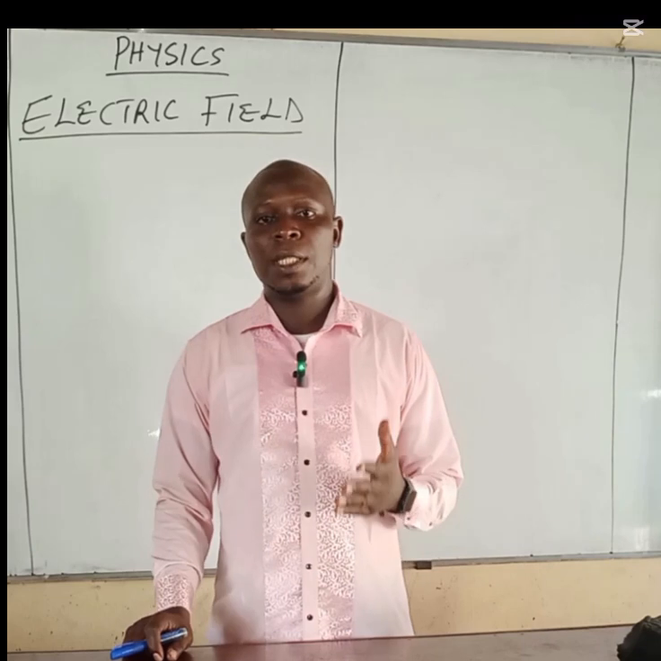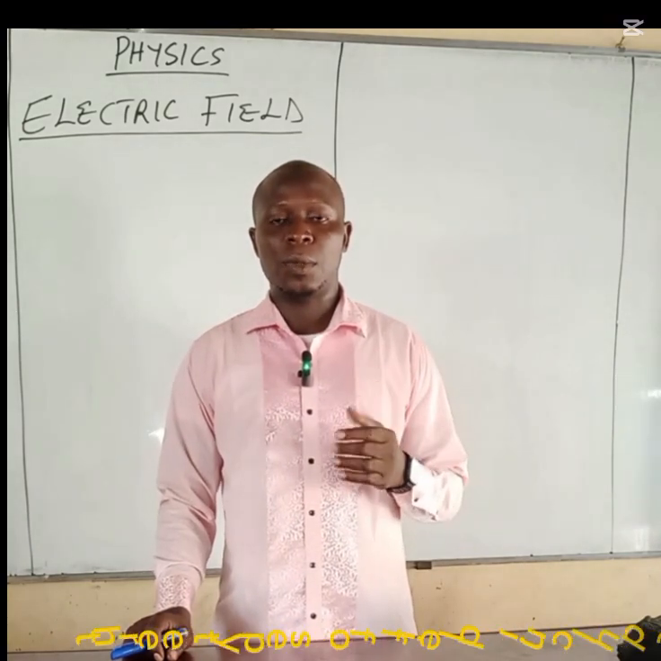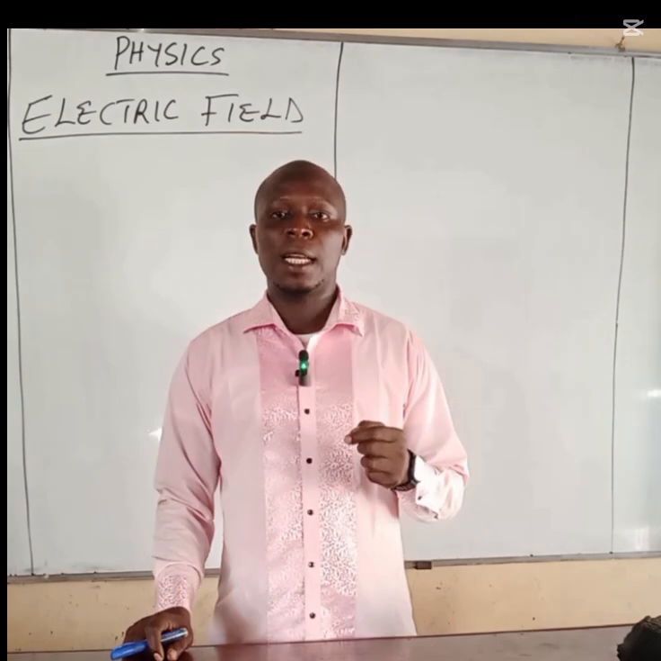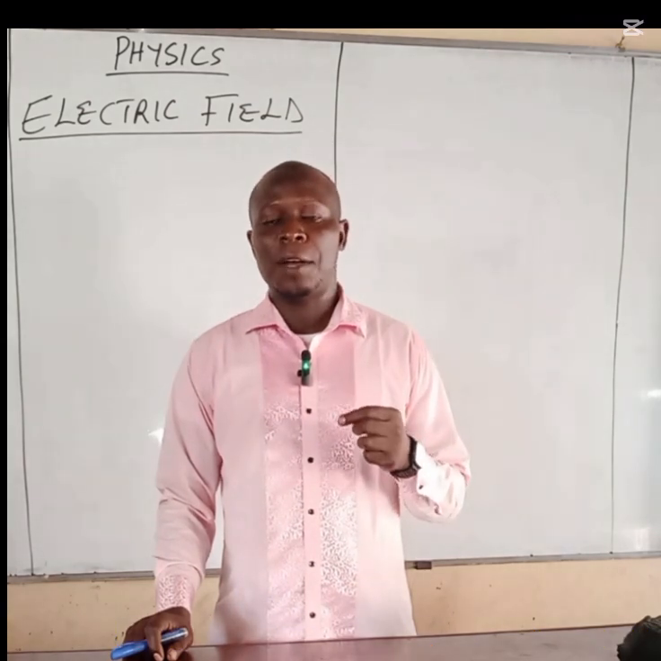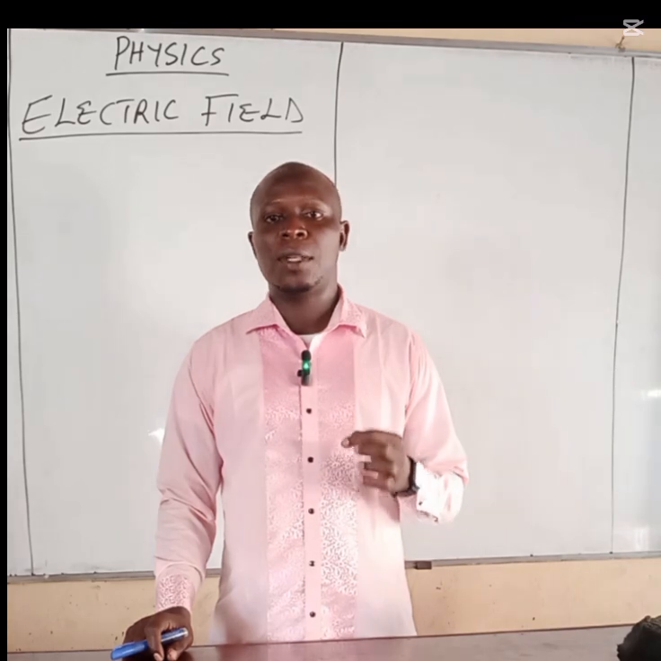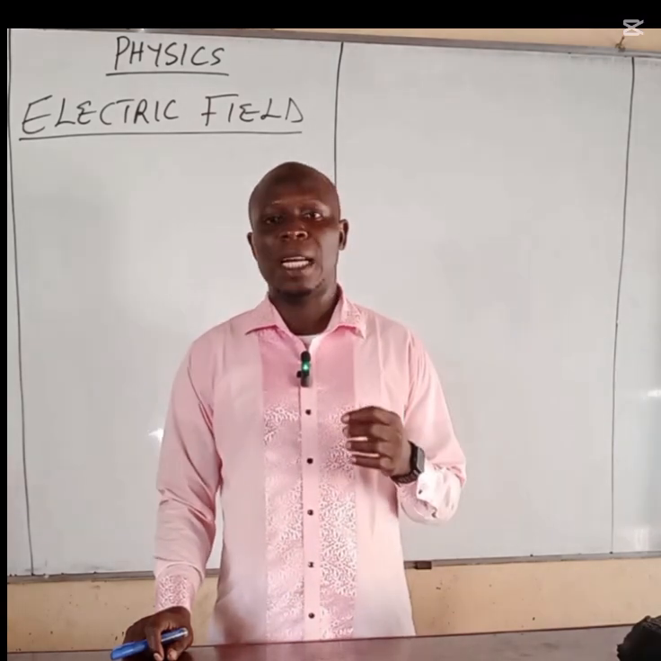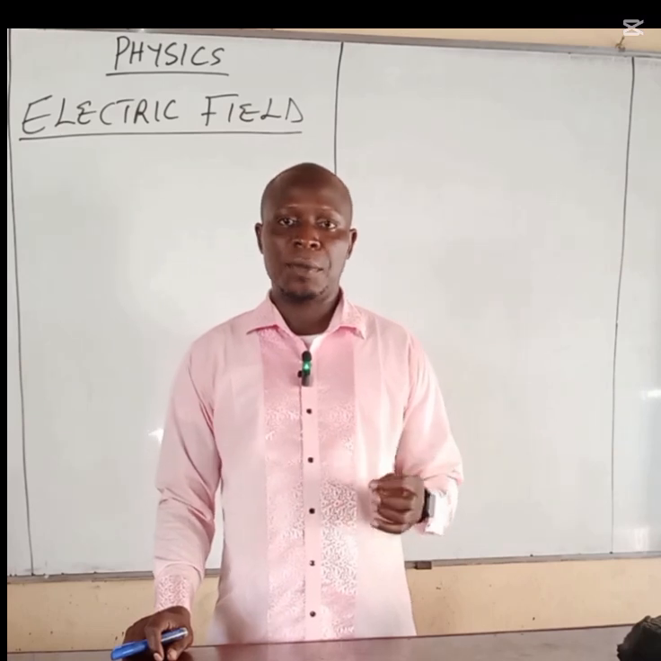We say field is a region or a space around a source where the influence of the source can be felt. Or you can say that field is a region or space under the influence of some physical agency, such as electric field, magnetic field, gravitational field.